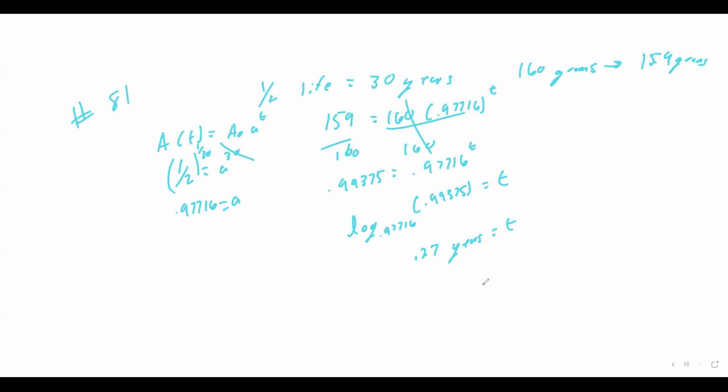Oh, did they say it? They didn't, but on your test or your homework, it's going to be in days. So to do that, just take that number and multiply it by 365, because that's how many days are in a year, and it'll come out to about 99 days. Actually, I think it'll accept both now that I think about it. So I think it'll take this answer, but I think it would accept this answer as well.